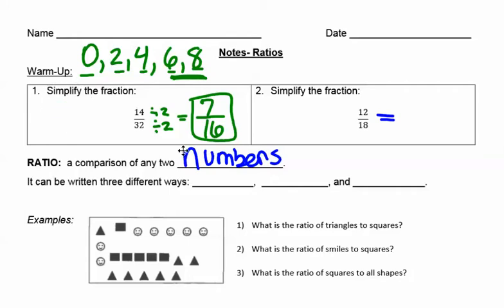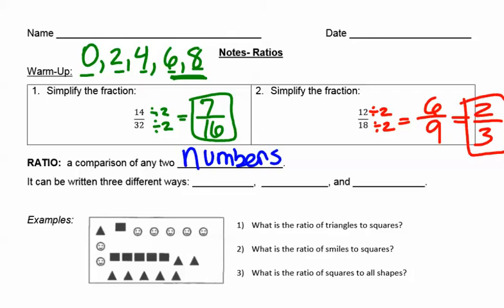On number 2, you should have seen that 3 goes into both of them, or you could do 2. If we did 2, since they're both even, we would have gotten 6 over 9. But 6 over 9, there's something that goes into both of them. 3 goes into both of those, which means you're not done. 3 goes into 6 2 times, 3 goes into 9 3 times. Then we would be done.